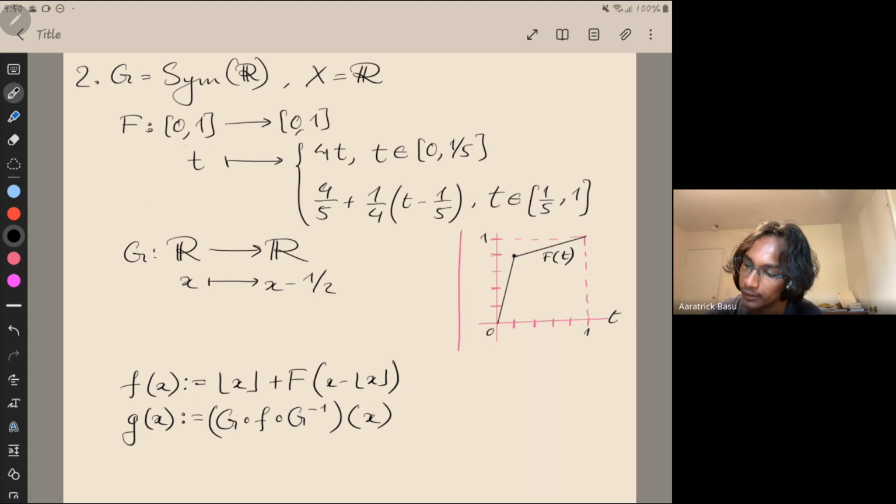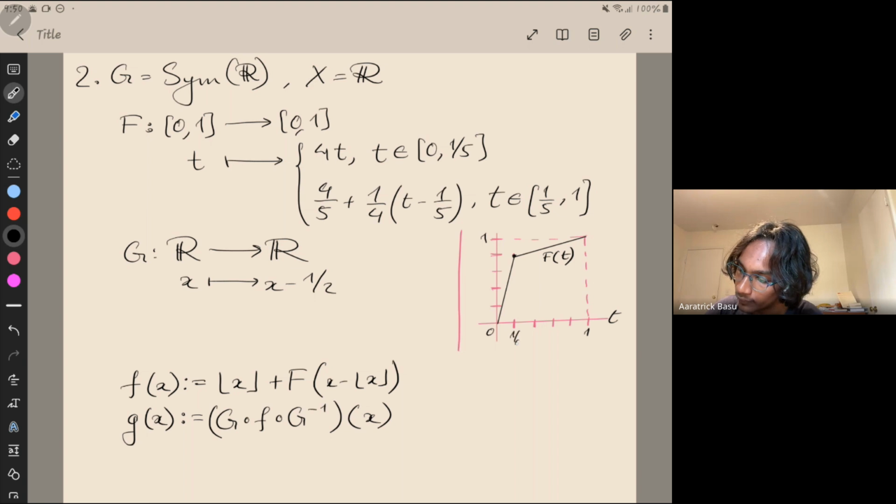Look at this transformation of the unit interval that takes T to 4T if T is less than 1/5, and to 4/5 plus 1/4 times (T minus 1/5) if T is more than 1/5. So the picture is much better than this formula. The graph of F is like this. It goes very sharply here.